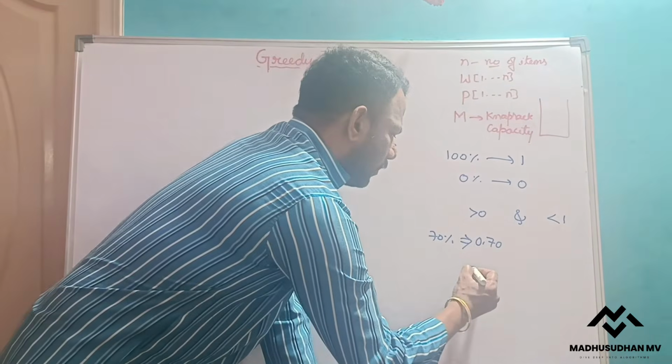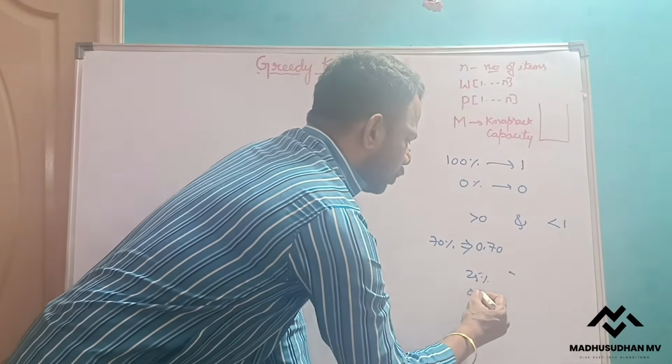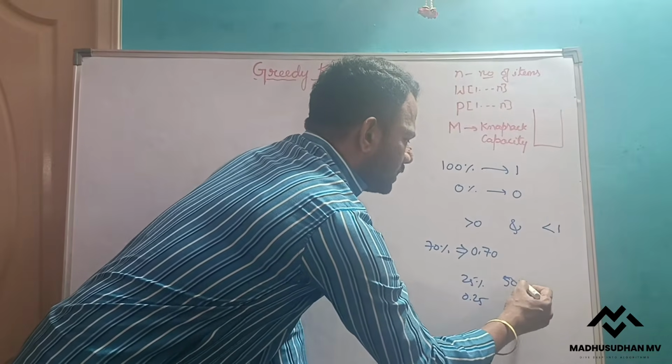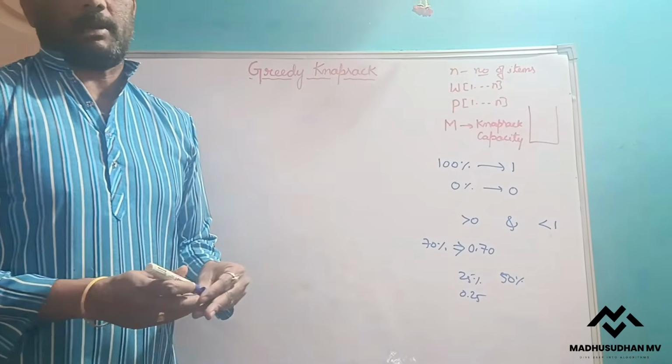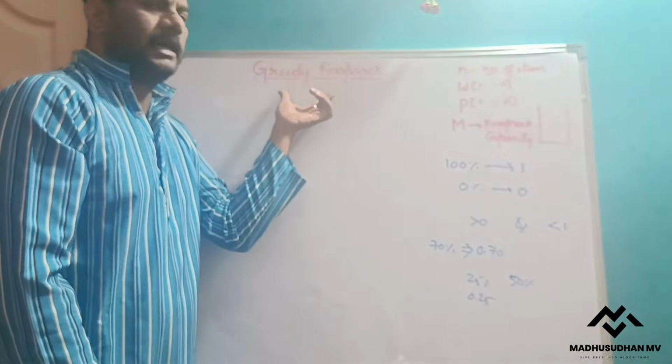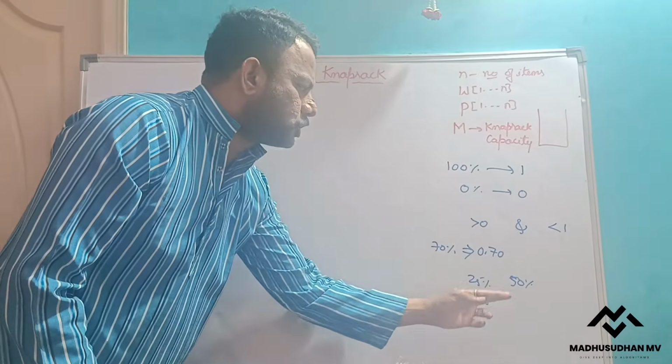Similarly, 25% means a quarter part, so this is 0.25. Similarly, 50% of the object is half of the object. That is not allowed in the case of dynamic programming. But here in this greedy knapsack, it allows us to take even fractions.